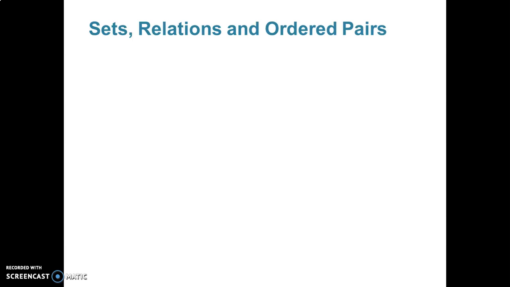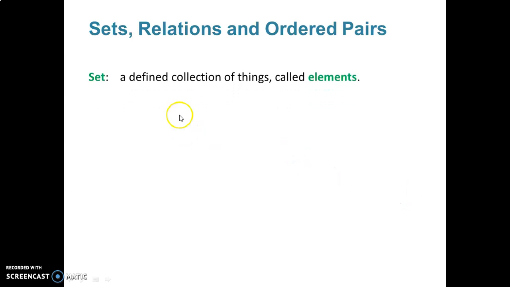First, let's begin with sets, relations, and ordered pairs. A set in mathematics is a defined collection of things, and those things are called elements. So a set is a collection of elements. Here's an example of a set. We call it set A. We use these curly brackets, which always represent a set of things. So we have a set A of things: A, B, C, D. Set B, I've defined as a set of these things: E, F, G, H.